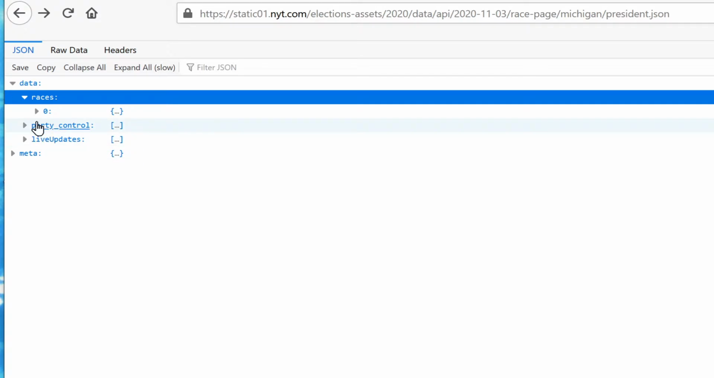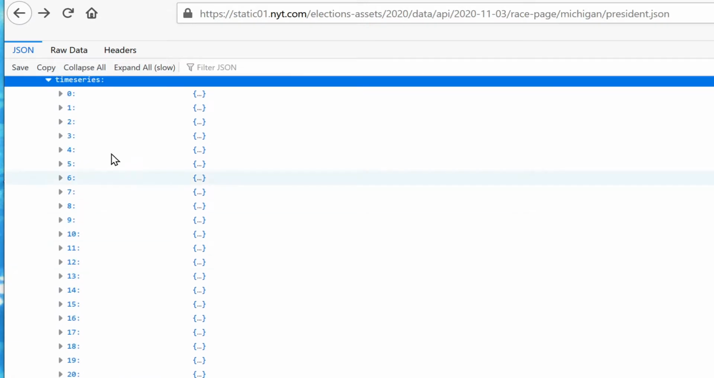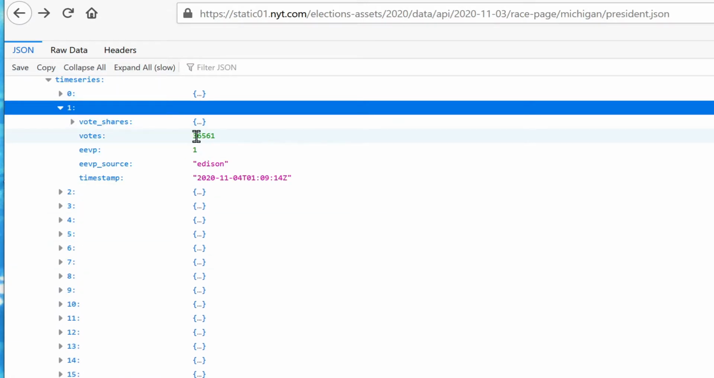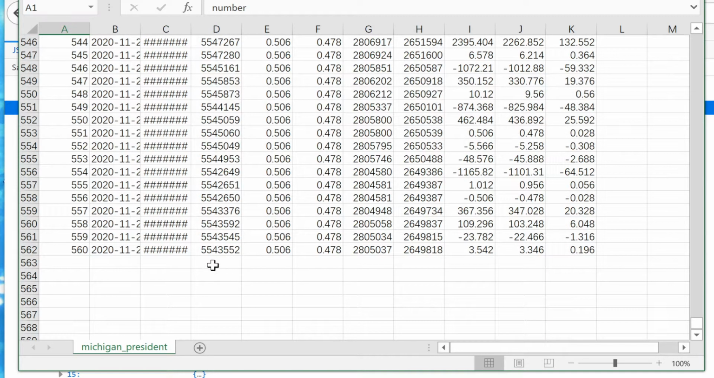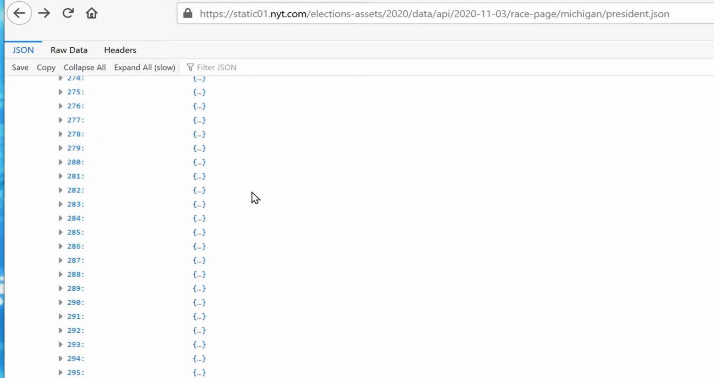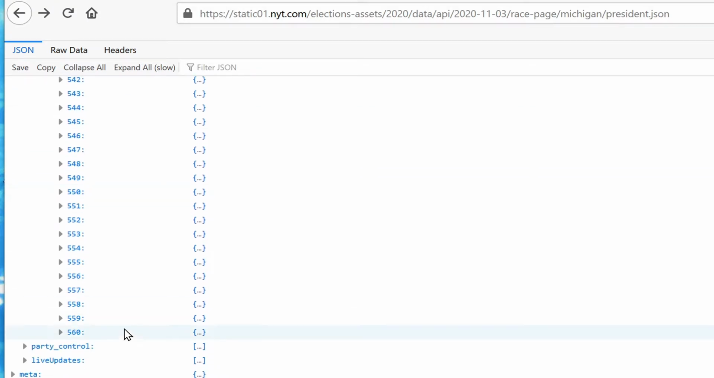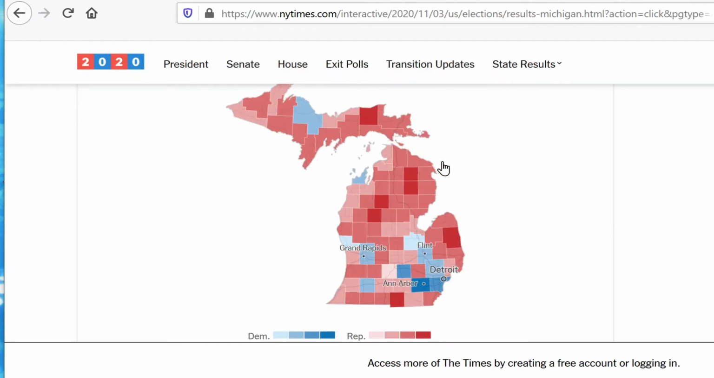So 0 is all 0. We look at number 1. Number 1 is 36560. How about the last one? The last one should be 5,543,552. All the way down, 5,543,552. It also should be the same as the New York Times website.